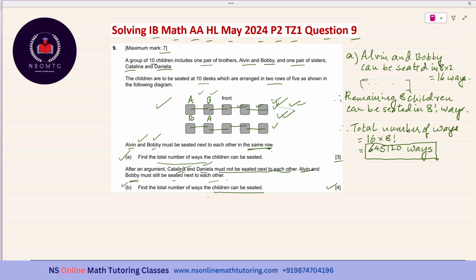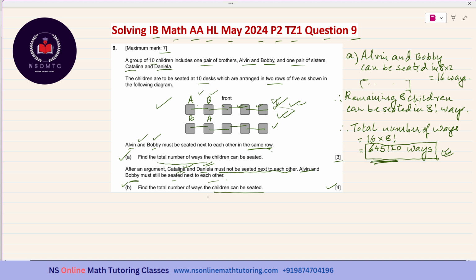Since Alvin and Bobby will be sitting next to each other, this number of arrangements is still valid. But these arrangements include the arrangements where Catalina and Daniela are seated next to each other, and also the arrangements where they are not seated next to each other. Either they will be sitting next to each other or they will not. So this 645120 contains both the cases.